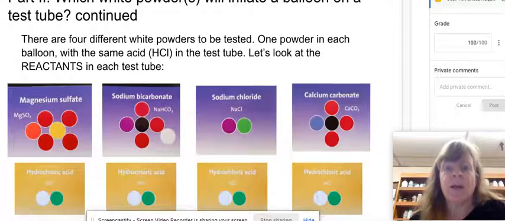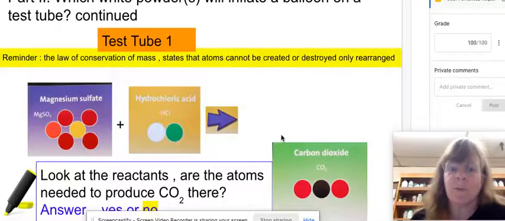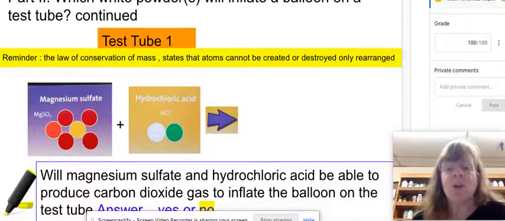And we're going to go through the slides in each test tube. Test tube 1, what you're looking for, are the atoms present? Is there any carbon present on the reactant side? No. And as soon as there's no carbon, there's no carbon dioxide able to be made from it. If you don't start with carbon, you can't end with carbon. So yes, it does have the 2 oxygens, but without that carbon in the reactants, you're not going to get carbon as a product. So it's no. Let's continue. So again, no, it will not inflate because carbon dioxide cannot be produced.